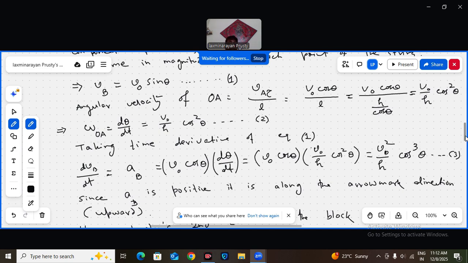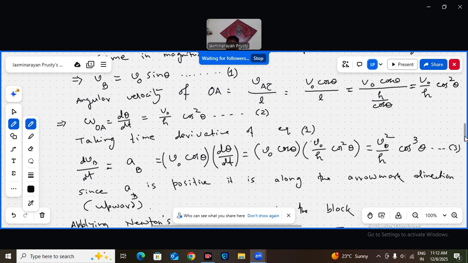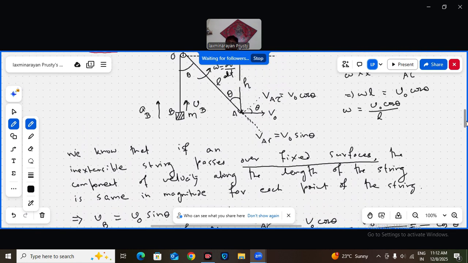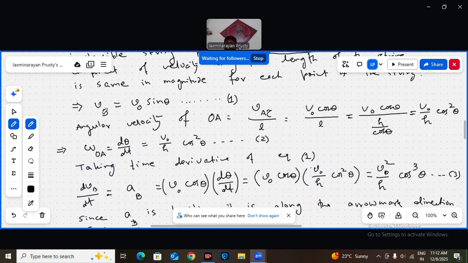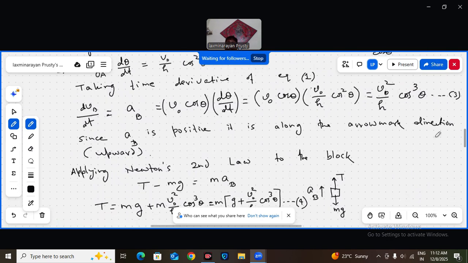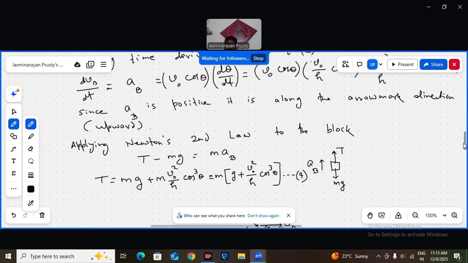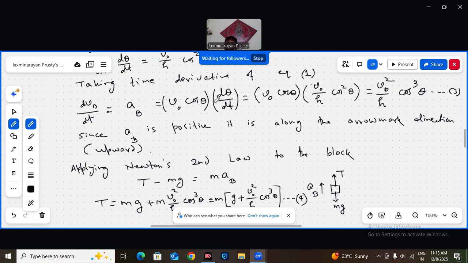Then the question was asked, find the angular acceleration of OA. We'll see that a bit later. But what is the acceleration of the block? That is also a question. If I know the velocity of the block B, then I can take the time derivative of equation 1. I'll get the acceleration of B. So I get, take the derivative of equation 1, dVB by dt, that is AB, that is V naught d by dt of sine theta. That gives us V naught cos theta d theta by dt.